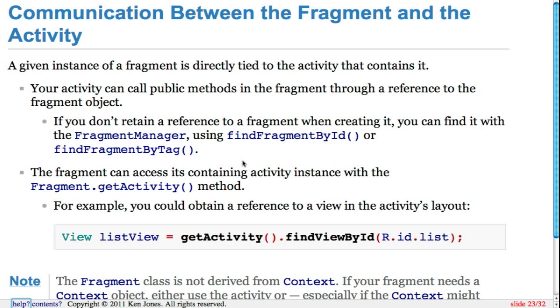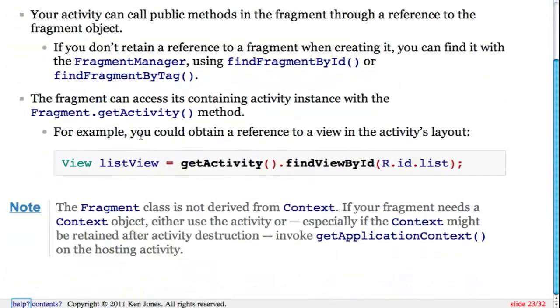Okay, now we've seen how the activity can create these fragments and how the fragments can contribute option items into the menus. What other type of communication can take place? Well, the activity created the fragment. It's got a reference to the fragment. So basically, any public method on that fragment is fair game. It can directly access those public methods, no problem. If you didn't retain a reference to the fragment, you could always look it up with the FragmentManager using findFragmentById or findFragmentByTag.